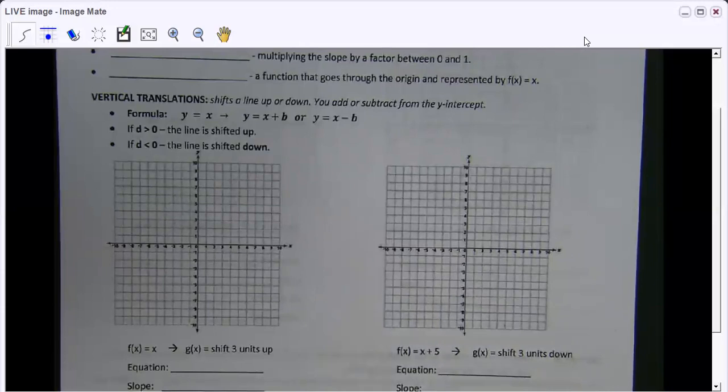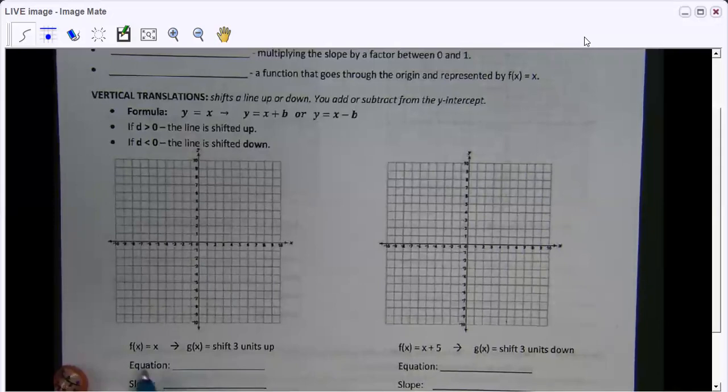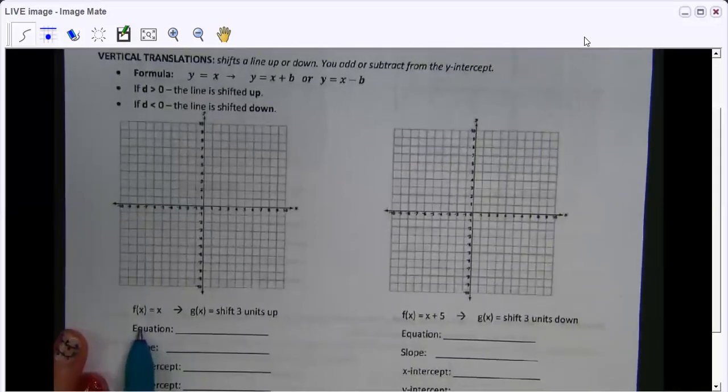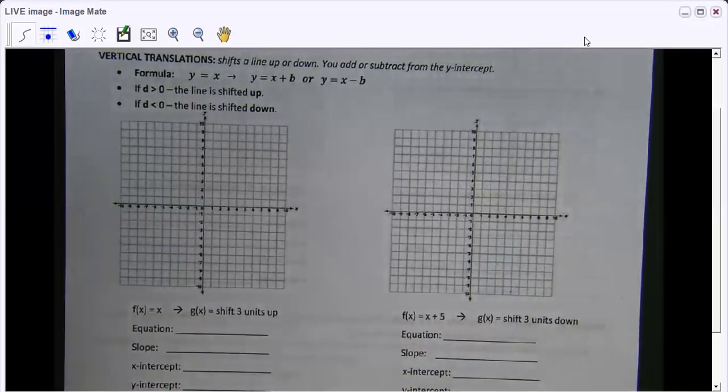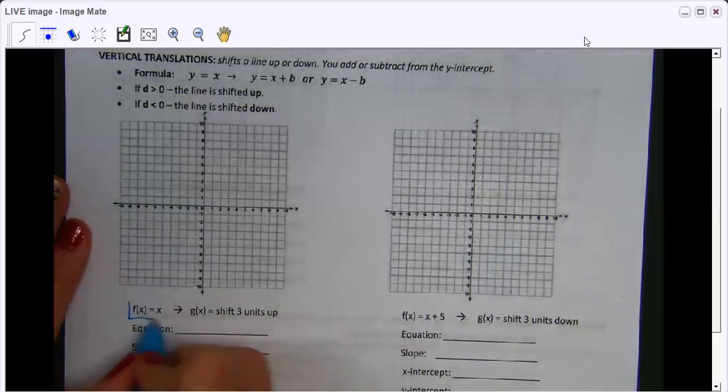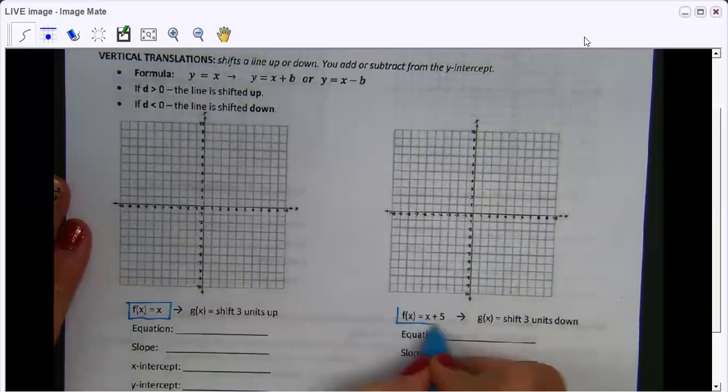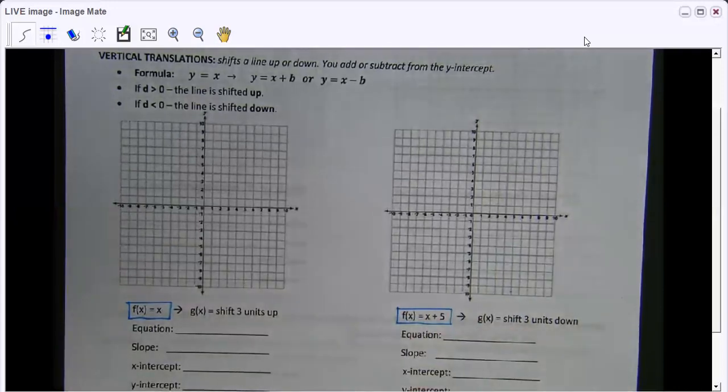vertical translations. When we're talking about a vertical translation, we're talking about shifting it up or down, okay? And when we shift it up or down, all we're doing is we're changing the Y-intercept. We are not changing the slope at all. So the first thing that I want you to do on both of these examples is to graph this equation, and I want you to graph this equation. And then we're going to go through what to do with both of those equations.